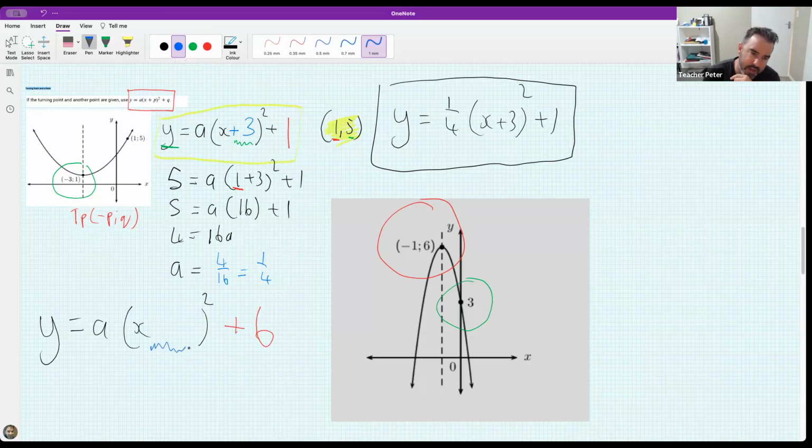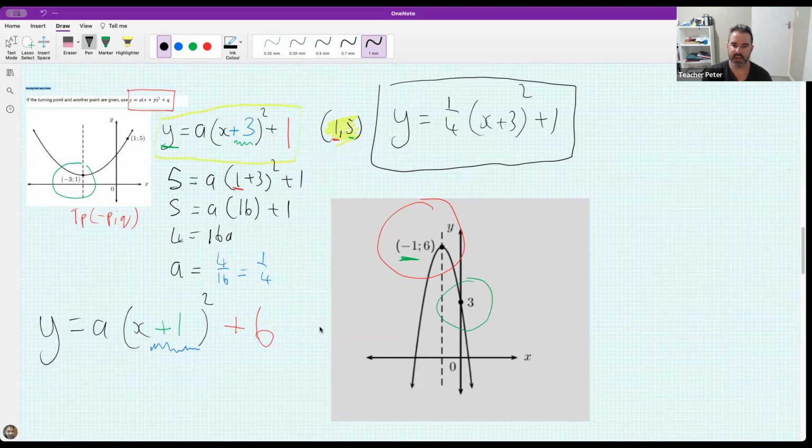So help me out with what goes next to the x. This is going to have to be a +1 in order to get the -1 at the turning point. Now, also notice this is an unhappy parabola, and so I'm kind of hoping my a is negative, because if my a isn't negative, I probably made a mistake.